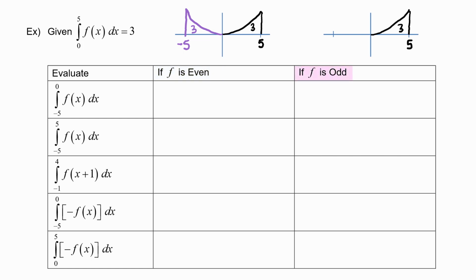If f is odd, then we know that the graph is symmetric to the origin, or in other words, f of negative x is the opposite of f of x. An easy way to draw a graph symmetric to the origin is to think of flipping it over both axes. So if we took this graph and flipped it over the x-axis, it would land here. And then if we took that and flipped it over the y-axis, it would land here. Now this net area is going to be negative 3.